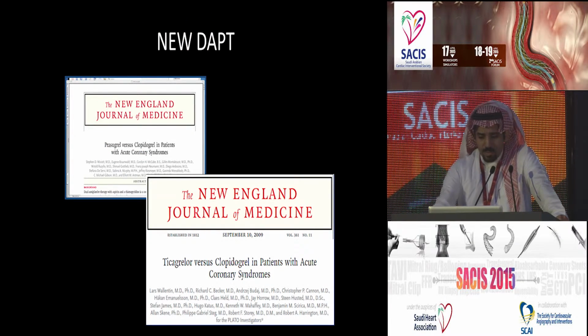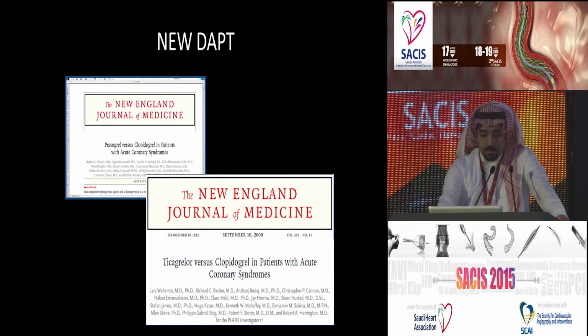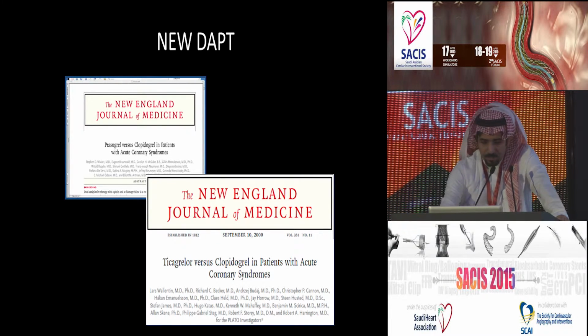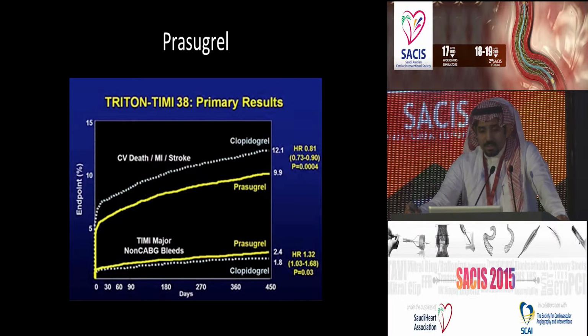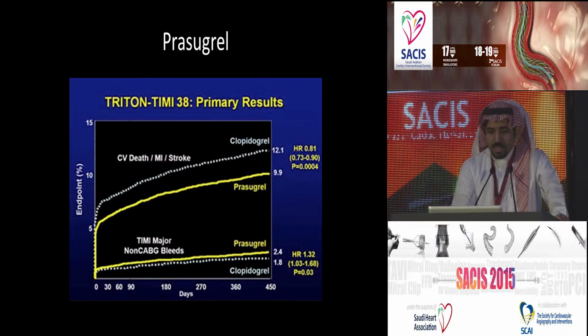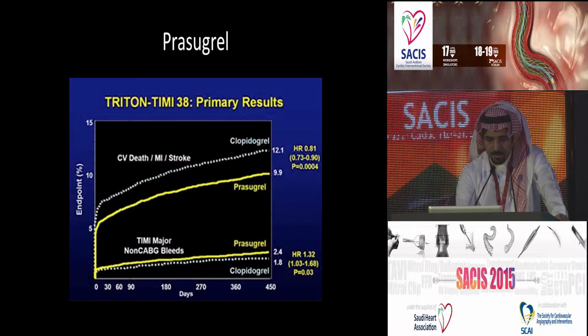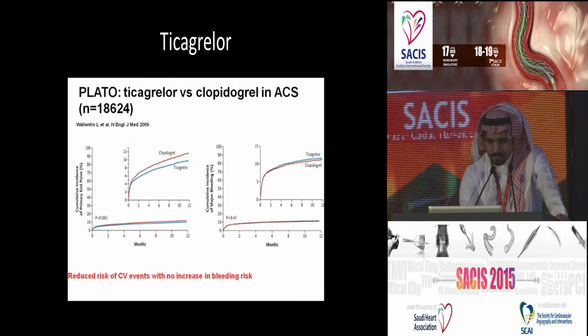What about the new antiplatelet agents that we have in hand? We have at least two of them that have already been approved by the FDA: prasugrel and ticagrelor. Now, prasugrel was studied in TRITON-TIMI 38. The primary result, as depicted, showed a significant reduction in the composite endpoint of cardiovascular death, MI, and stroke, at the expense of increased TIMI major bleeding that was statistically significant.